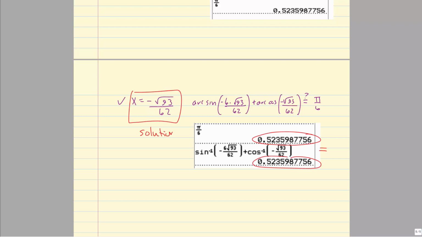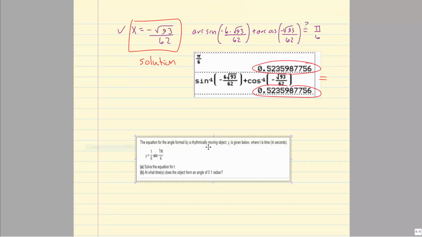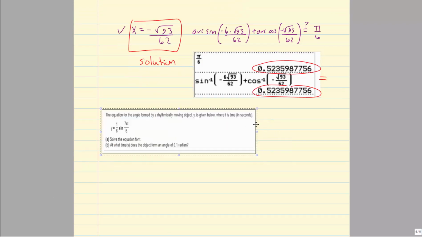So that was a pretty long problem. It's pretty involved. So it's really important when you're working through these that you show everything step by step and be very, very careful and methodical about how you approach a problem. For our last problem, we're going to look at a little bit of a story problem.